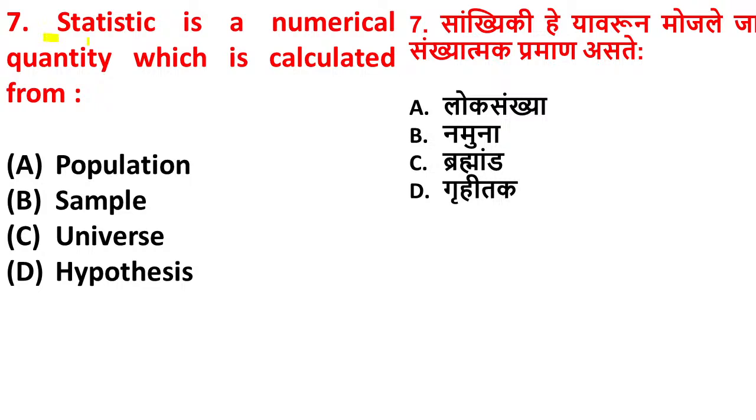Question number 7. Statistic is a numerical quantity which is calculated from? Option A, population. Option B, sample. Option C, universe. Option D, hypothesis. So a statistic is a numerical quantity calculated from a sample. So option B is correct.